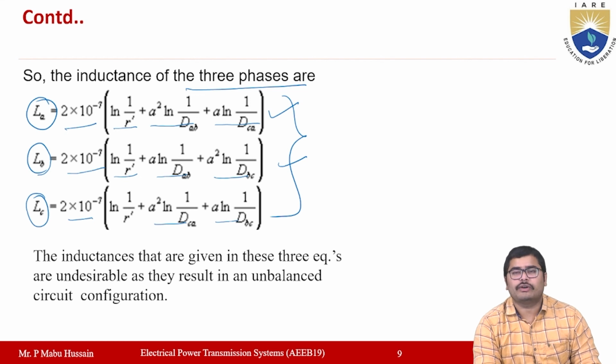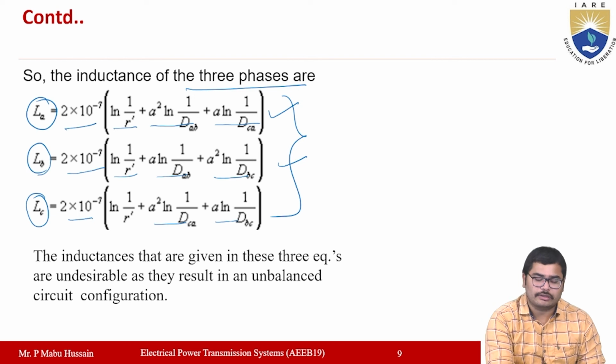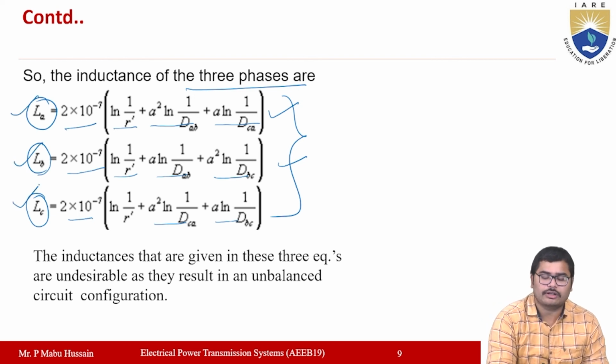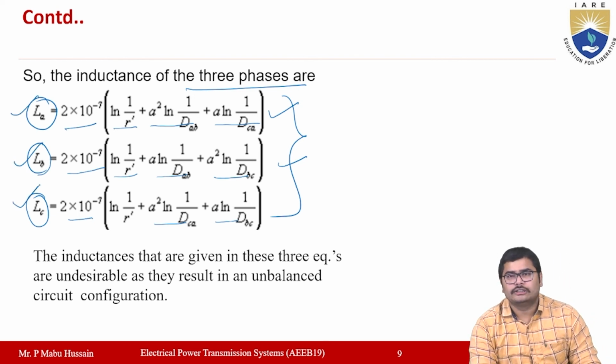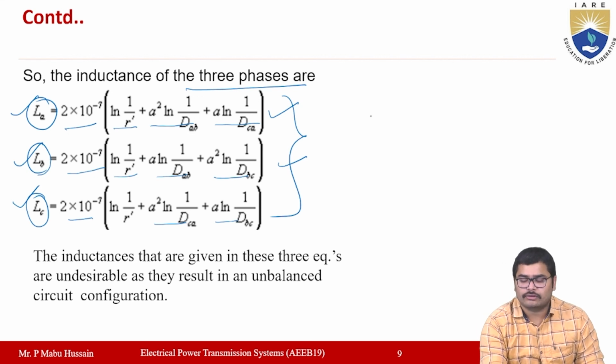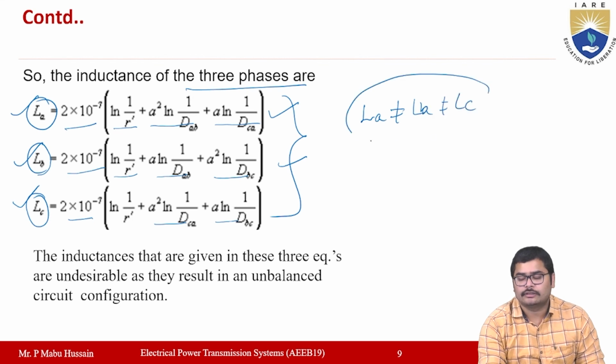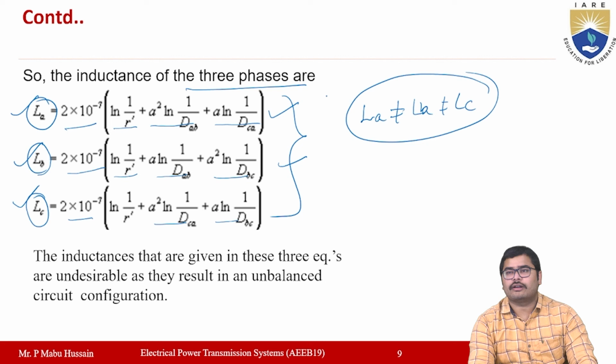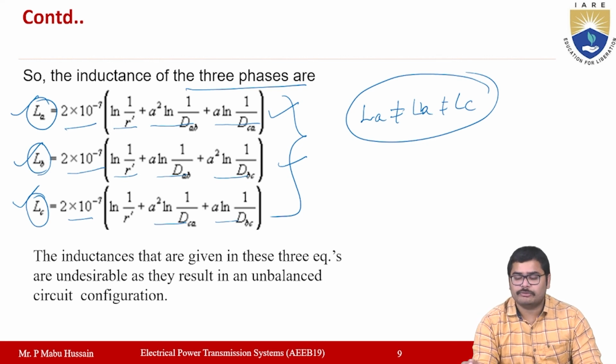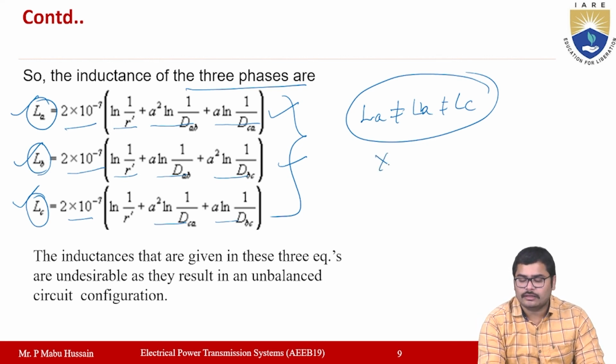Now for an asymmetrical three-phase transmission line, if you observe the inductance equations, these three equations, the value of inductance is not the same. The values of LA, LB and LC are not the same, which means that the reactance is also not the same.